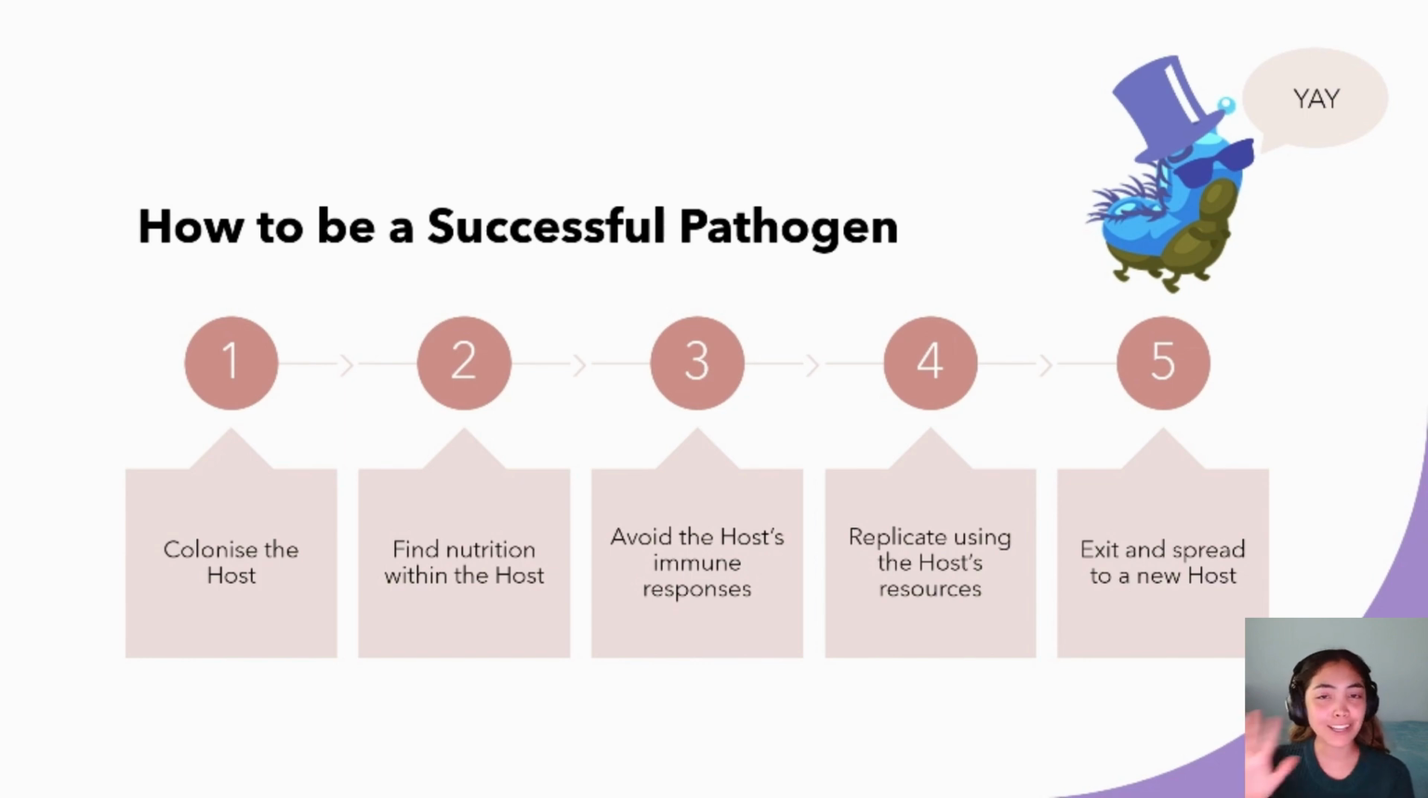Okay, so that is the 5 steps on how to be a successful pathogen. And as you can see here, my very happy pathogen that I created is very happy because he is successful, as seen by his top hat.